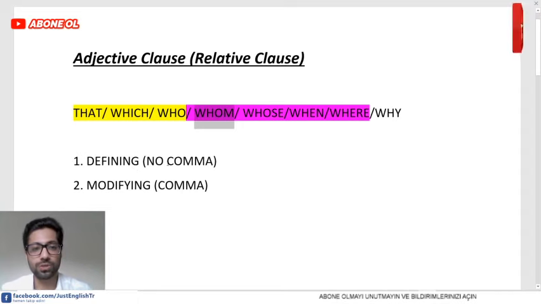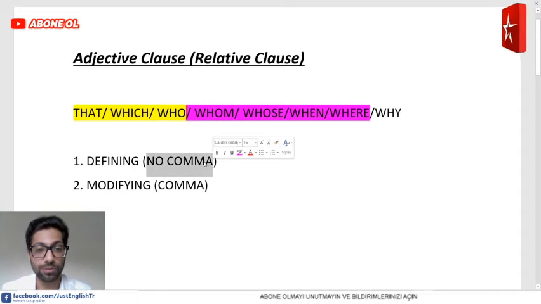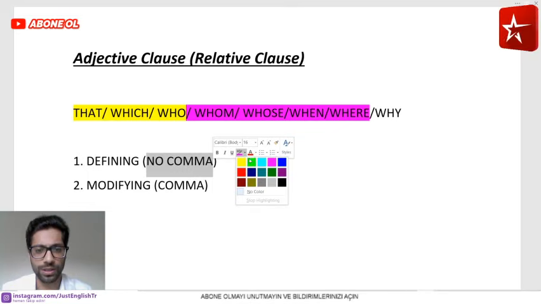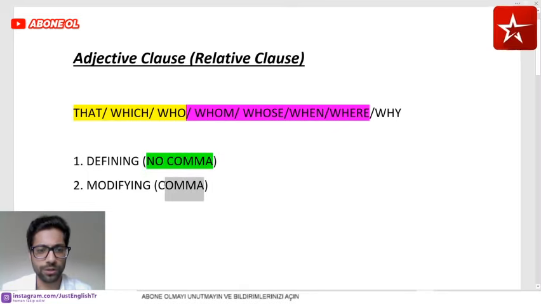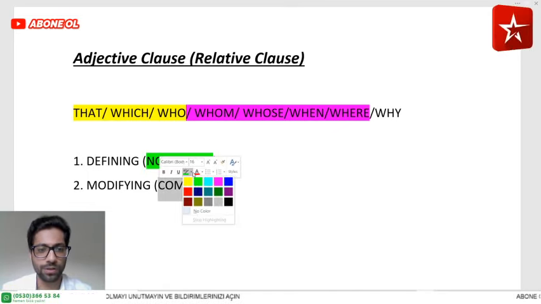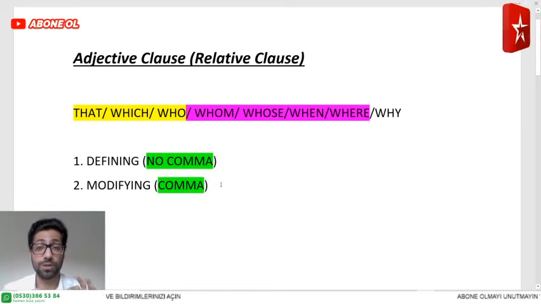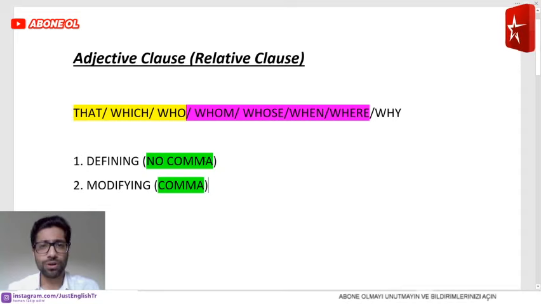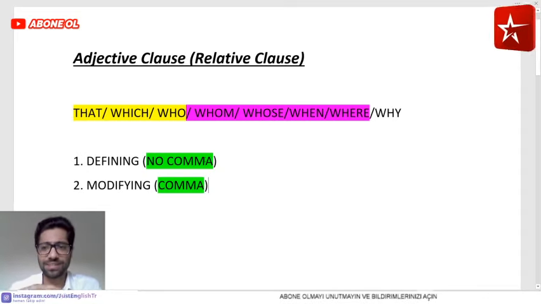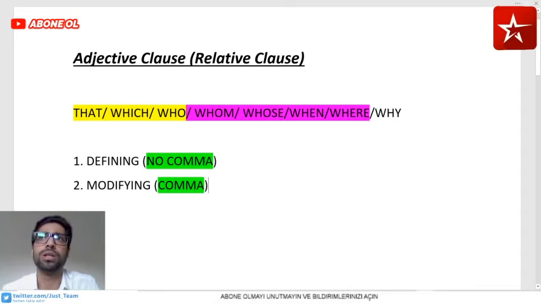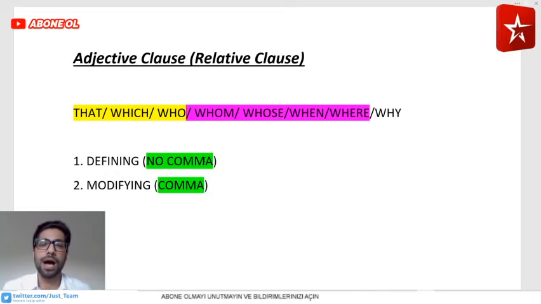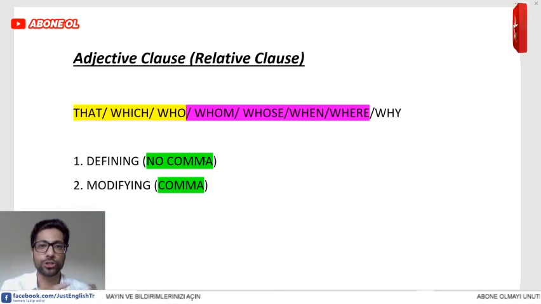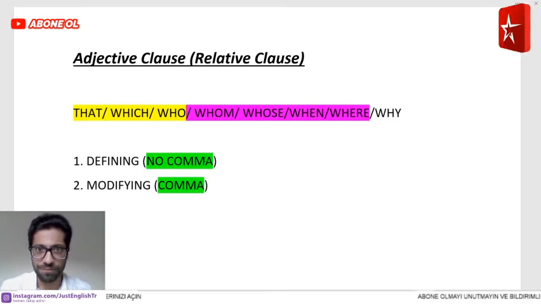So there are two types you have to be very careful with. Let me put it in green color so that you can understand. It's very important in your writing. So defining, if you are identifying something, for example, I said that I am talking about a store, about a shopping mall. I'm not specific.